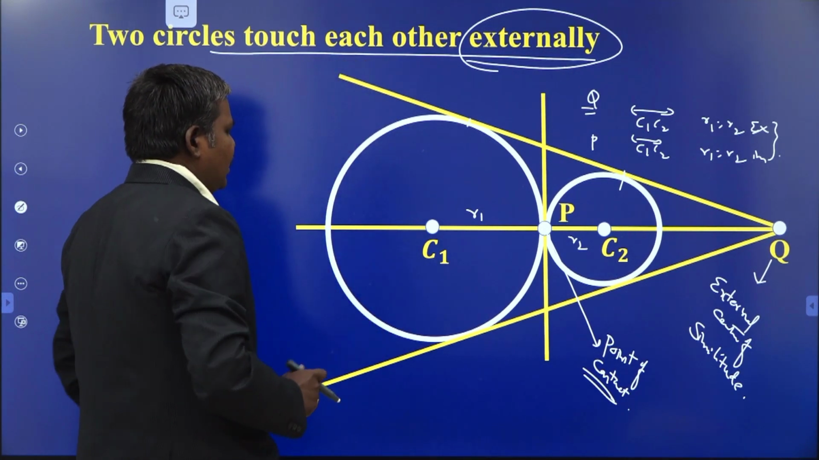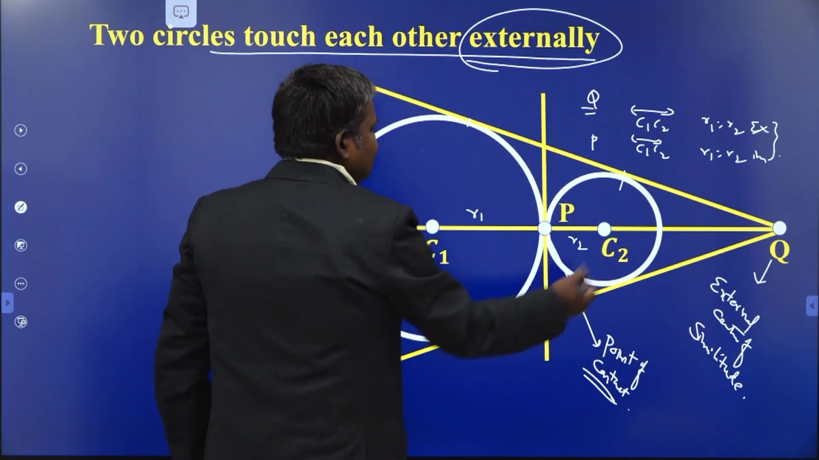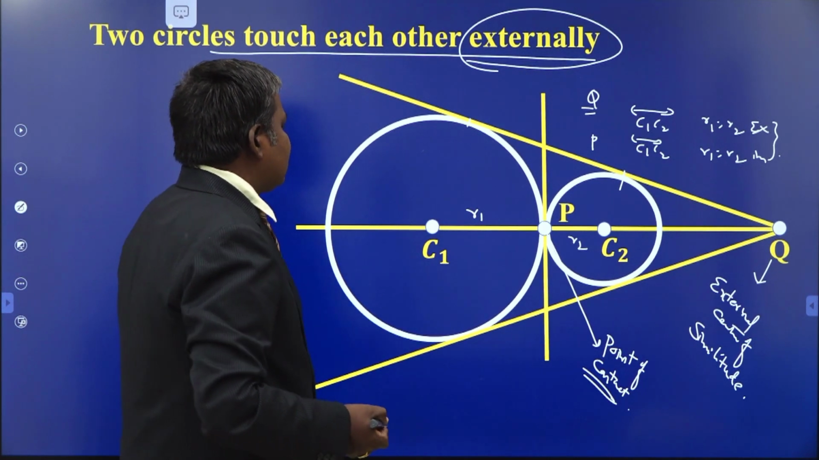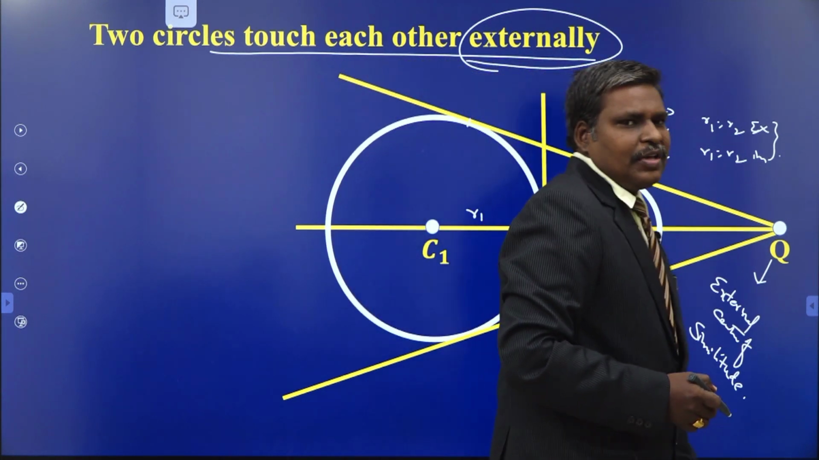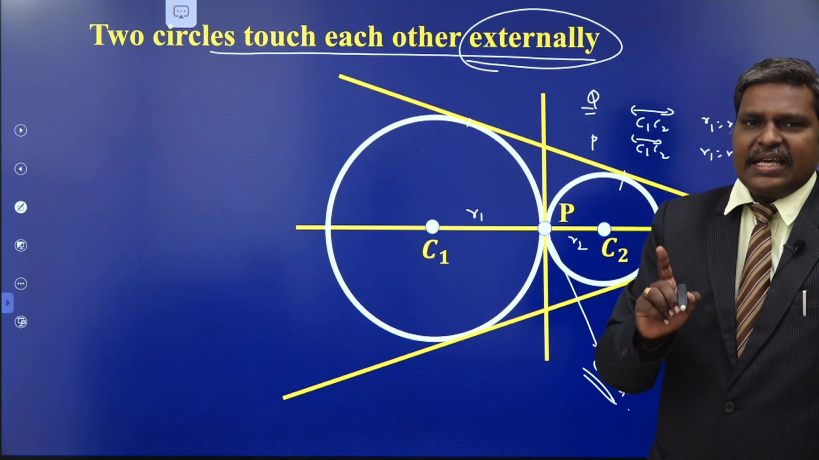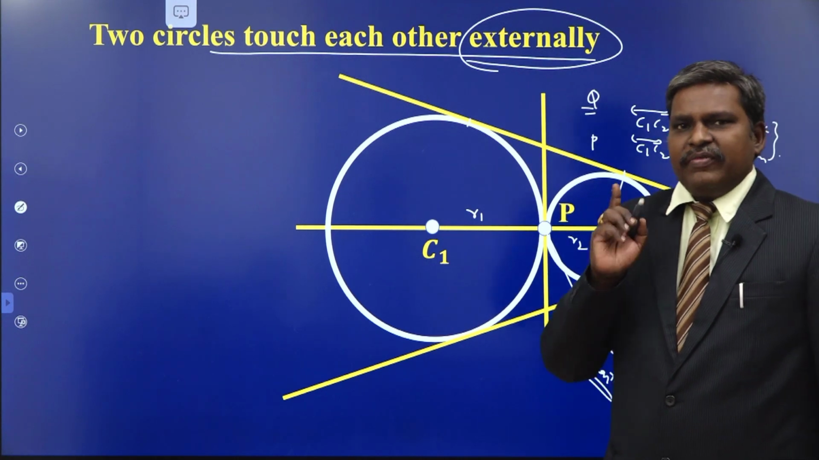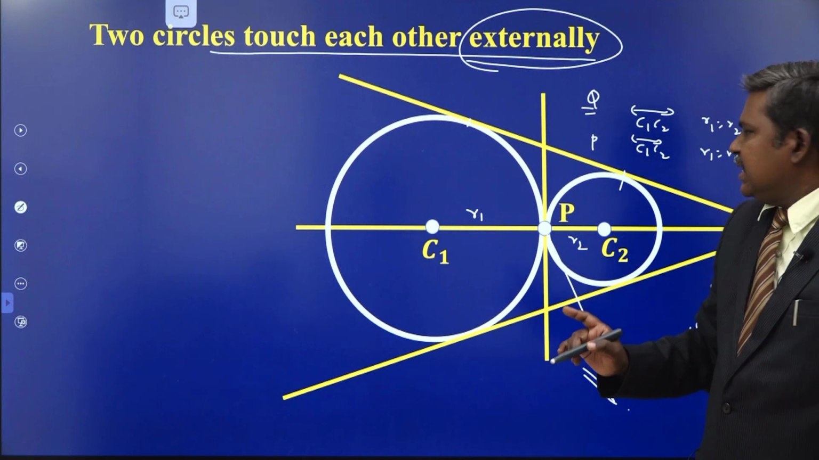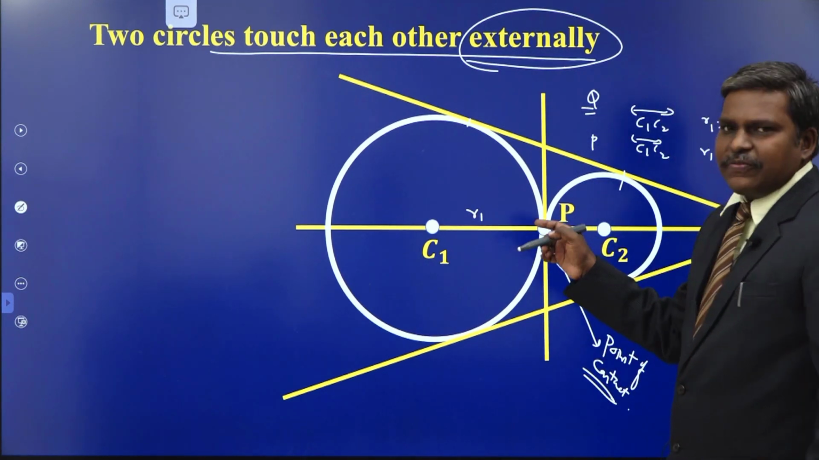What is the condition here? Distance between the two centers is equal to the sum of the radii, R1 plus R2. Here the number of common tangents is 3. Out of 3, 2 of them are direct common tangents and only one is the transverse common tangent. It exists at the point of contact of the two circles. Point of contact means where the two circles touch each other. Here the point of contact is in between the two centers from the figure itself.